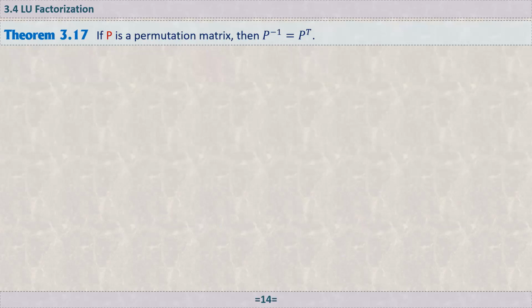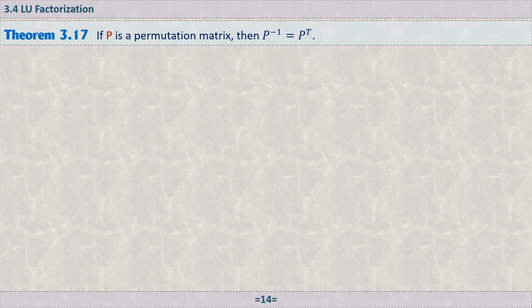So here we have a theorem, because now the question is, how can we actually find that P? So if P is a permutation matrix, then P inverse is equal to P transpose.